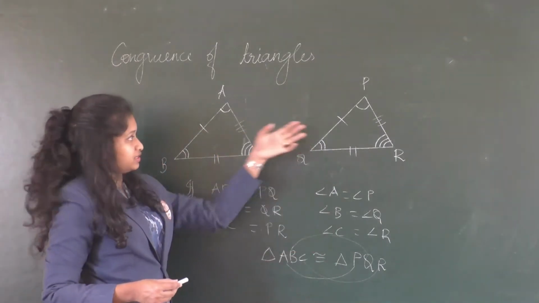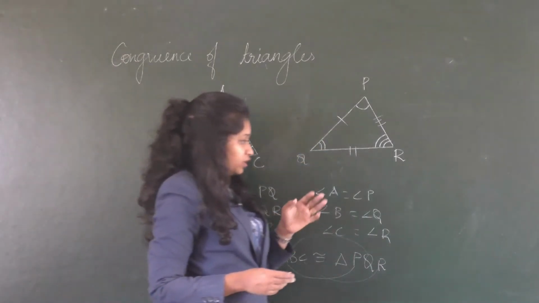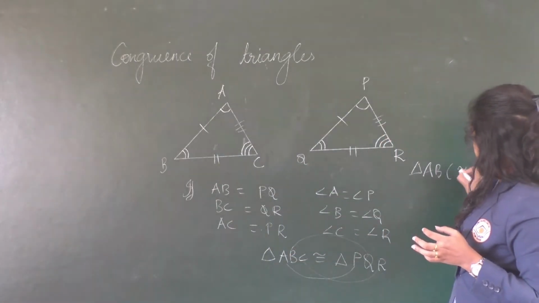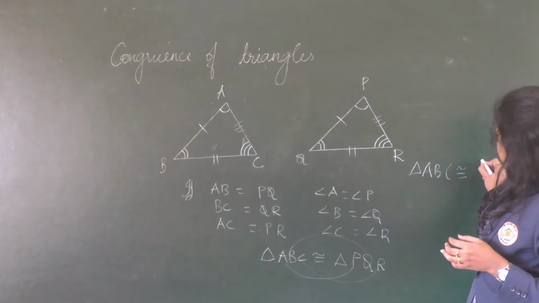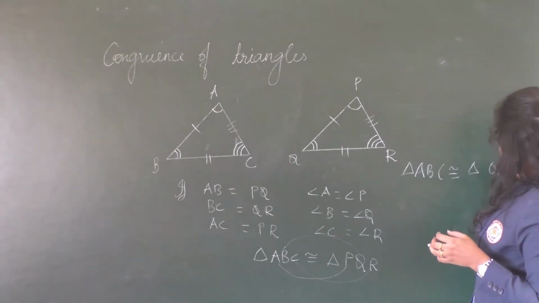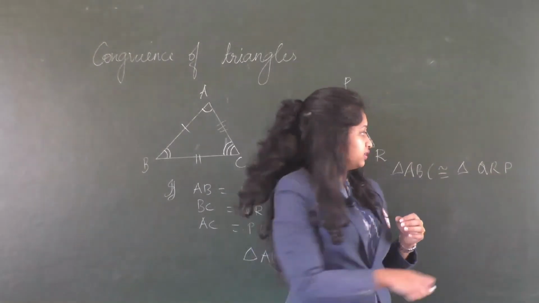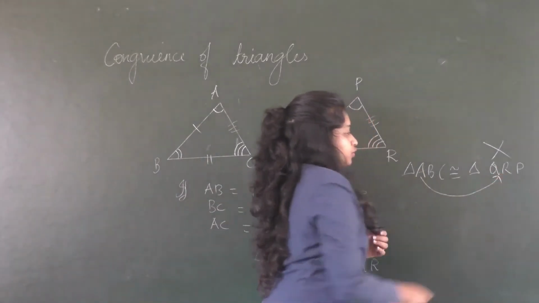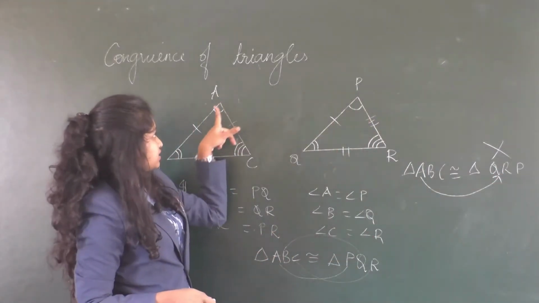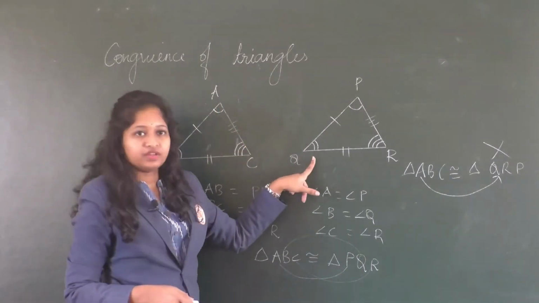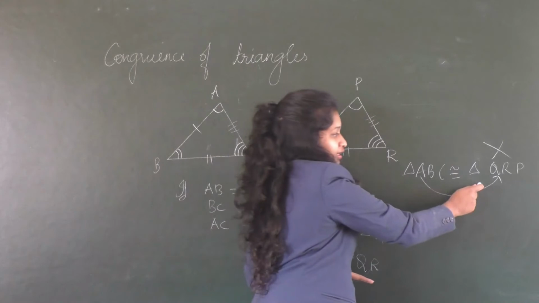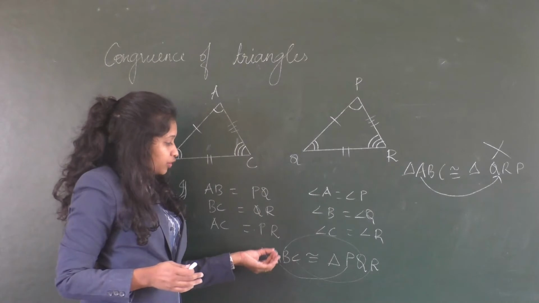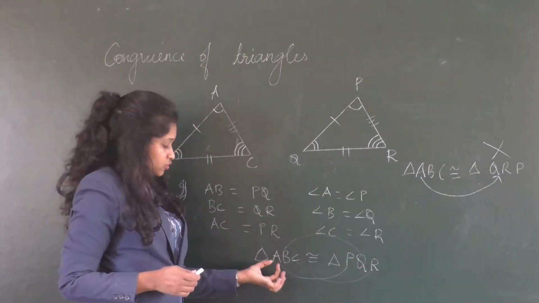Is it the same as this? Yes, but we cannot tell that triangle ABC is congruent to triangle QRP. If we give that like this, then it would be wrong because A does not correspond to Q. See, A is having this angle and Q is having a different angle. So, if you write like this, it would be wrong. So, write according to the corresponding angles and corresponding sides.